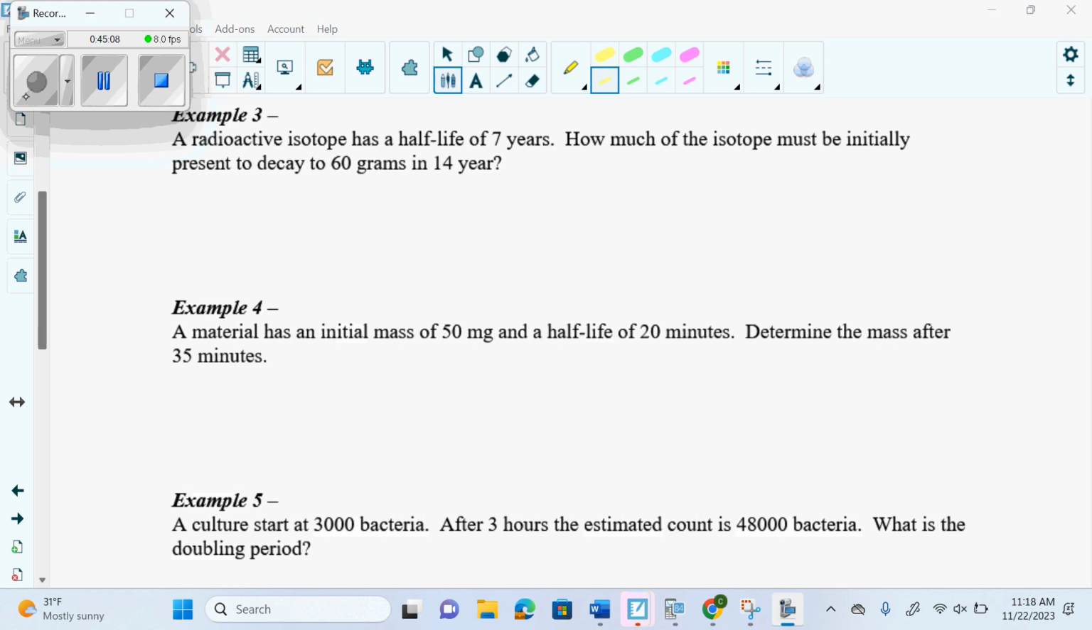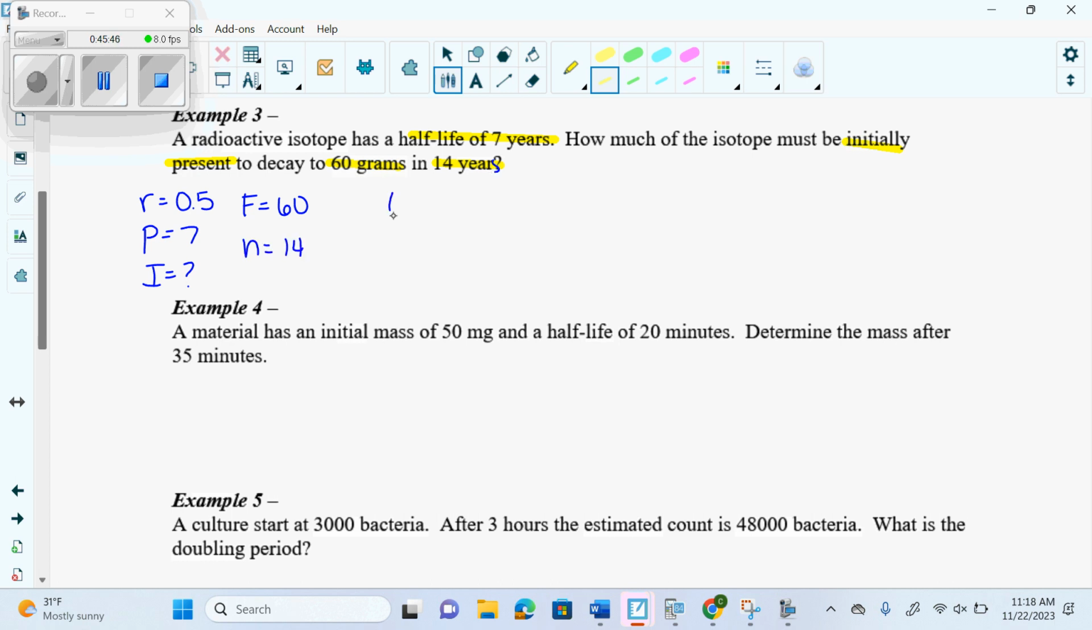So we have a radioactive isotope with a half-life of 7 years. So I know R is 0.5. Is that T or P? It's P because it follows right after the word half-life. A half-life of 7 years. So every 7 years it's halving and halving and halving. So that's the period. How much of the isotope will be initially present to decay to 60 grams in 14 years?